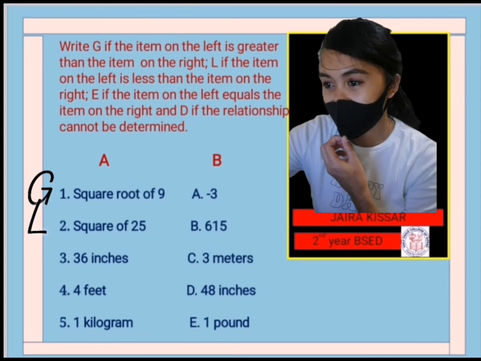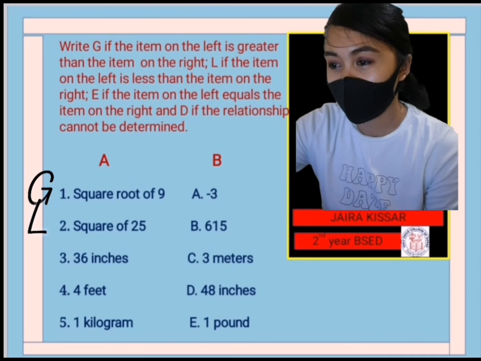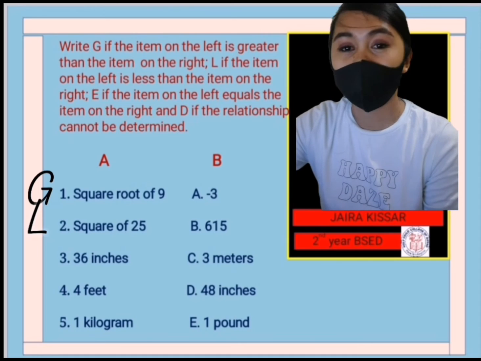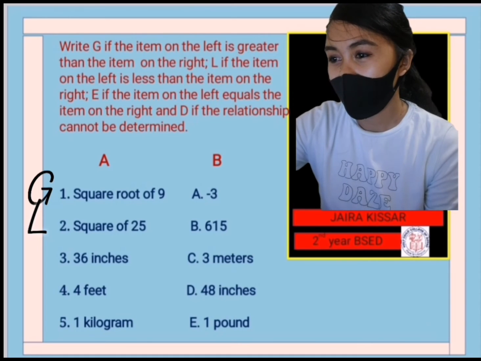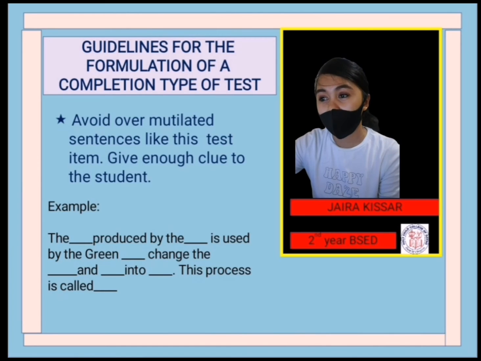Number 3 is 3 inches. So, let's skip this one. Okay. So, guidelines for the formulation of completion type of tests. So these are the guidelines.